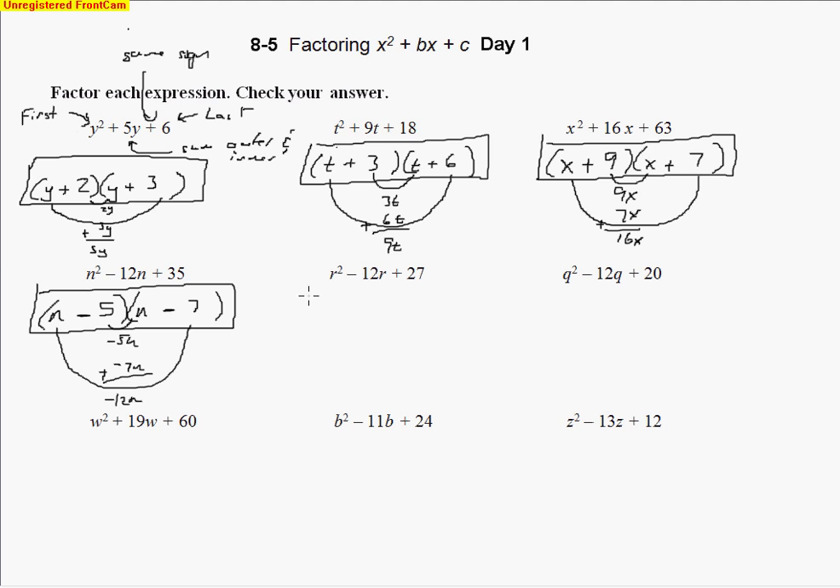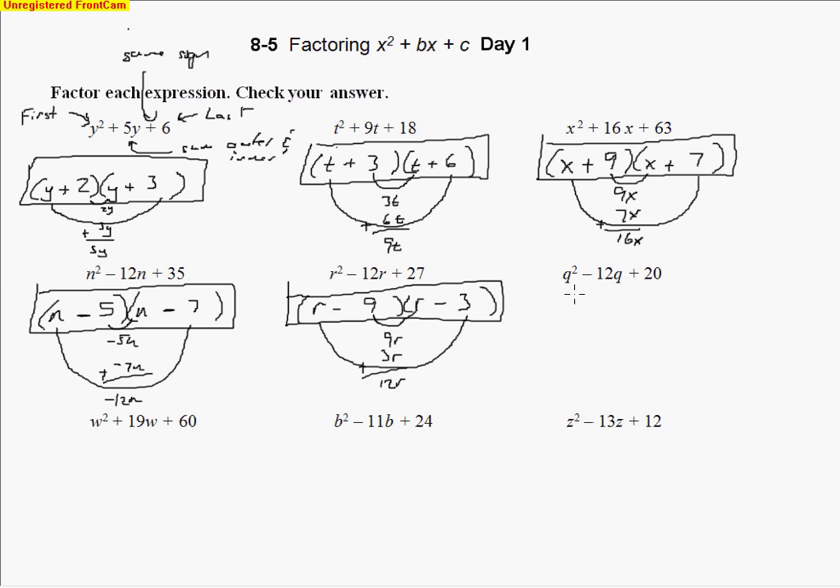Same thing here. We have r times r makes r squared. And I know both signs are negative because they multiply to make a positive and add to make a negative. The numbers that come to my mind are 9 and 3. Let's see if it works. So 9 times r makes 9r. 3 times r makes 3r, and those do add to make 12r. And so that does end up working out, so we know we are correct.